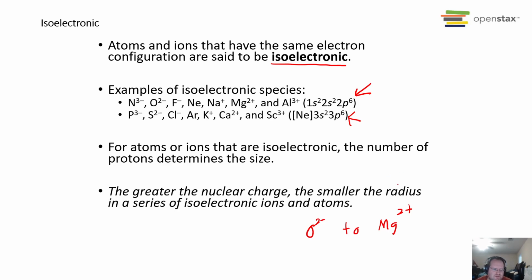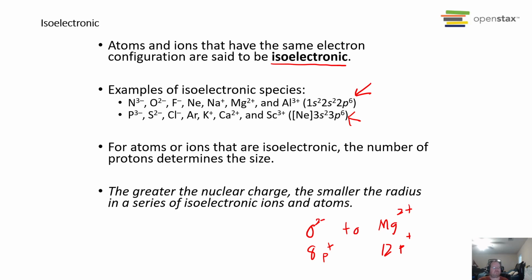If so, then which one has more protons? Magnesium has 12 protons. Oxygen has 8 protons. Therefore, magnesium will be smaller and oxygen will be bigger in the case of these two ions. So it is possible to compare two different ions as long as they have the same number of electrons.